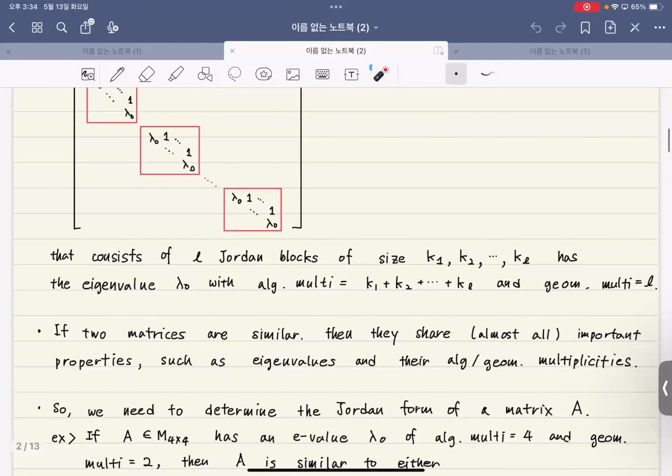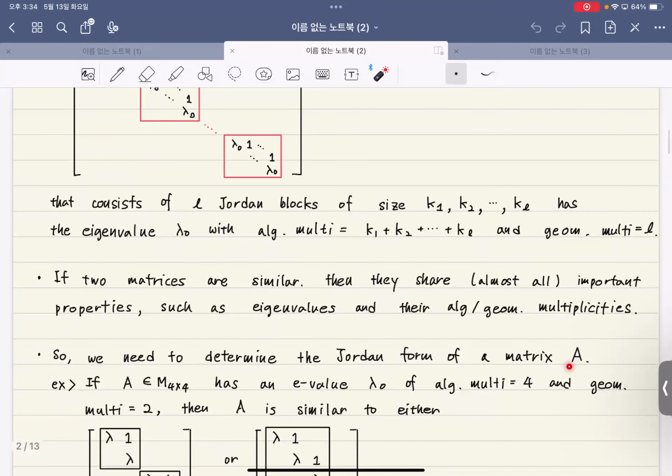Also, there's one important idea. If two matrices are similar, then they share almost all important properties, such as eigenvalues and their algebraic and geometric multiplicities. And if the size of A is small, precisely, if the size of A is less than or equal to 3, then the Jordan form of matrix A is very easy to determine. All you have to do is compute the algebraic and geometric multiplicities of the eigenvalues of A. That's it. But if the size of A is greater than or equal to 4, then you might encounter some trouble.